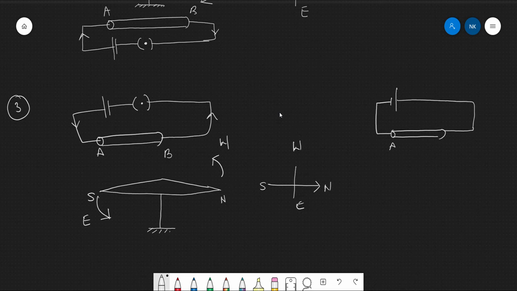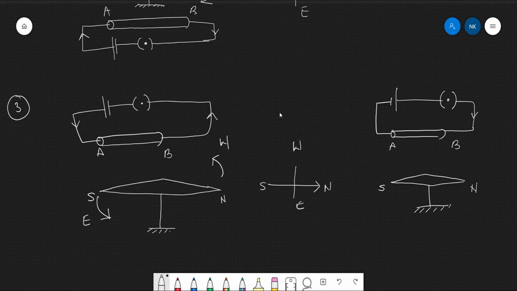Polarity is changed now. That means a key is missing, right? Let me keep it open now. Here this is the magnetic compass, and here this is south, and here this is north. Okay, now I'm going to close the key.